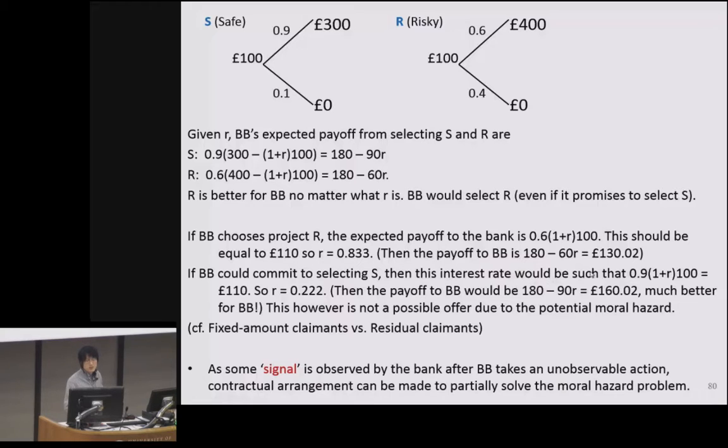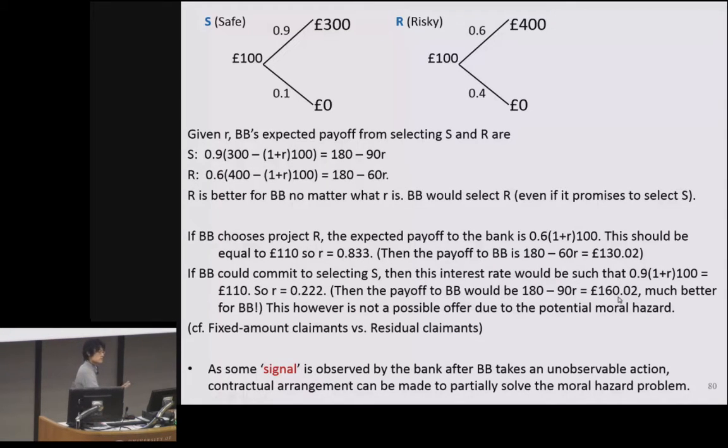then the interest rate charged by the bank is much lower because, well, the bank wants 110 pounds in expectation. If Brown Bakery selects the safe project, the probability of successful repayment is much higher, 0.9. So the resulting interest rate would be as low as 0.222, 22.2%. And if this is the interest rate charged, and if Brown Bakery selects the safe project, their expected payoff is, this time we use the first expression and substitute this low interest rate. So Brown Bakery's payoff would be as high as 160 pounds.